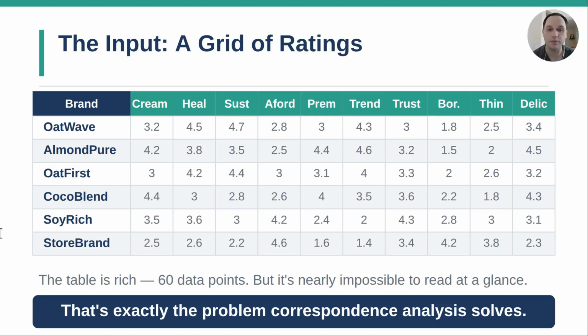60 numbers in a table is rich data, but it's nearly impossible to look at that grid and intuitively understand what it means about how these brands compare to each other. That's precisely the problem correspondence analysis solves. It takes 60 numbers and turns them into a visual picture you can read at a glance.